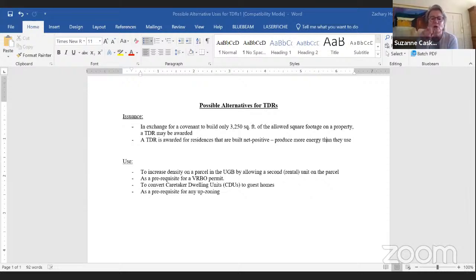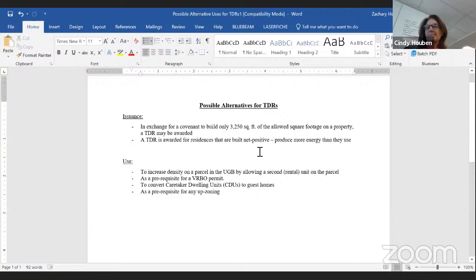Okay, I'm sorry. Go back two lines, Zachary, because I couldn't hear you. To the prerequisite for a VRBO permit? No, go back to convert a caretaker dwelling unit to guest home.